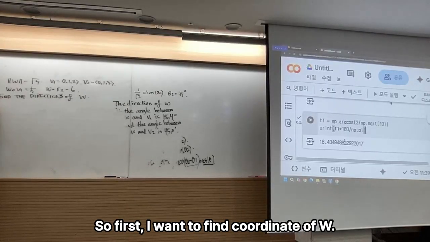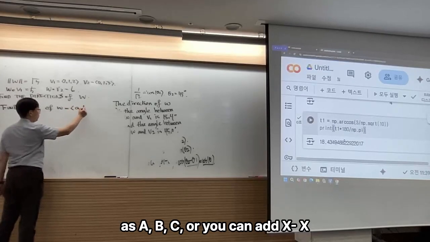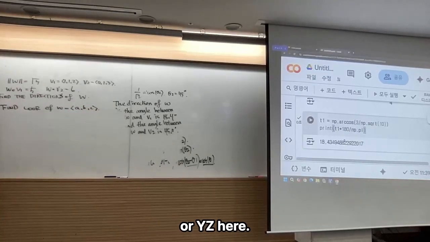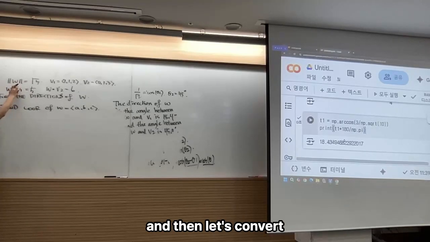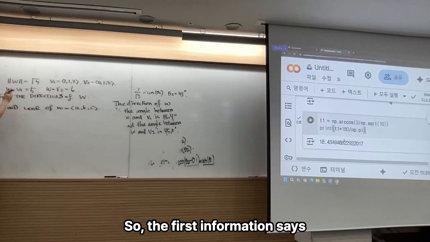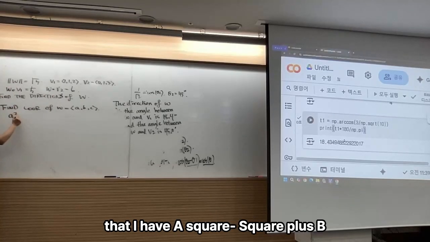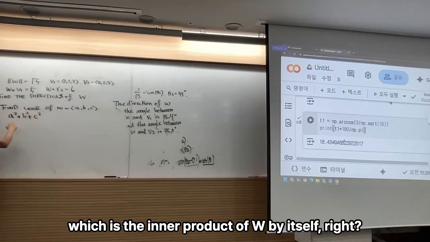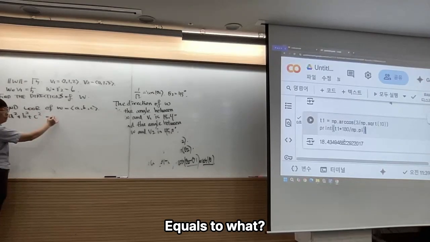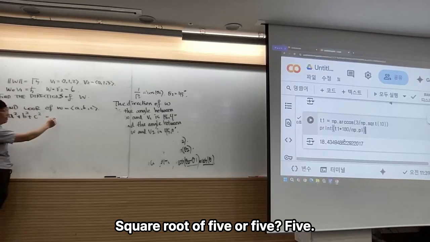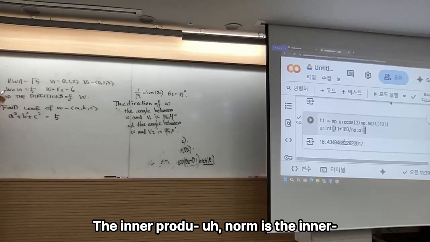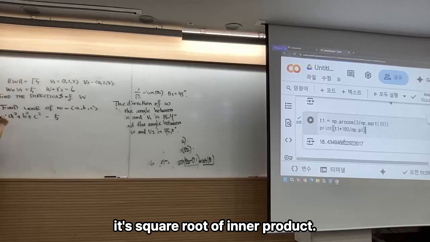First, I want to find the coordinates of W. Let's say I put the W coordinates as A, B, C, or X, Y, Z. Whatever variable you want, just put it that way. And then let's convert all the information I have here. The first information says that I have A squared plus B squared plus C squared, which is the inner product of W by itself, right? Equals what? Square root of 5 or 5? 5, yes, because I didn't take the square root here. The norm is the square root of the inner product.